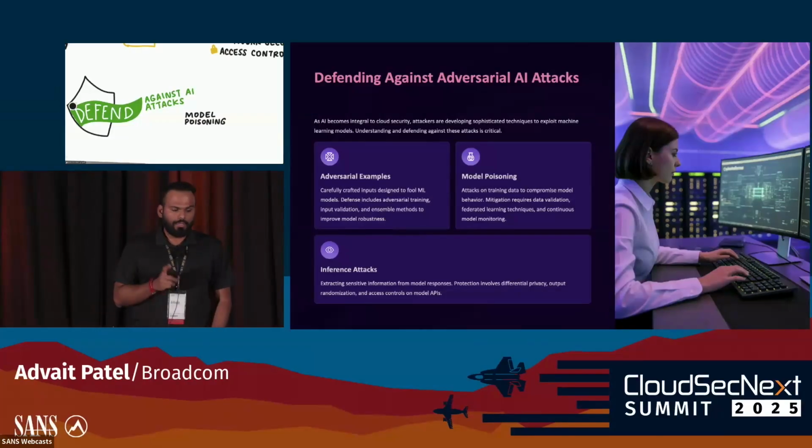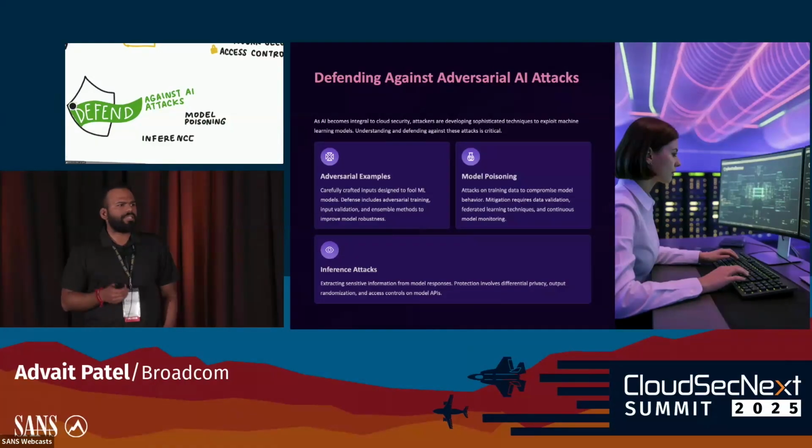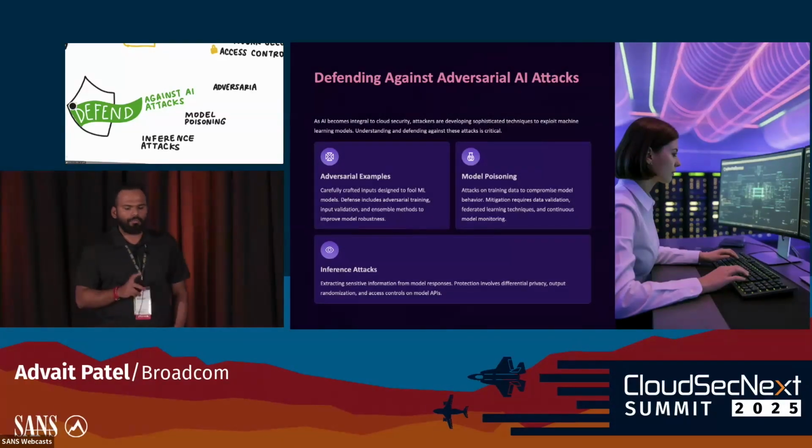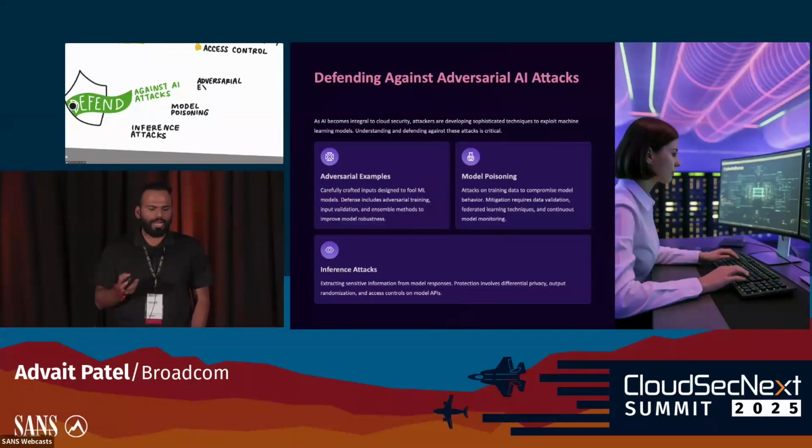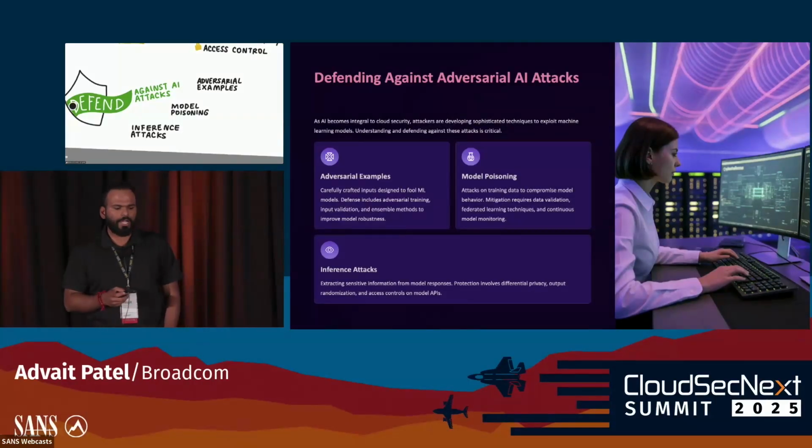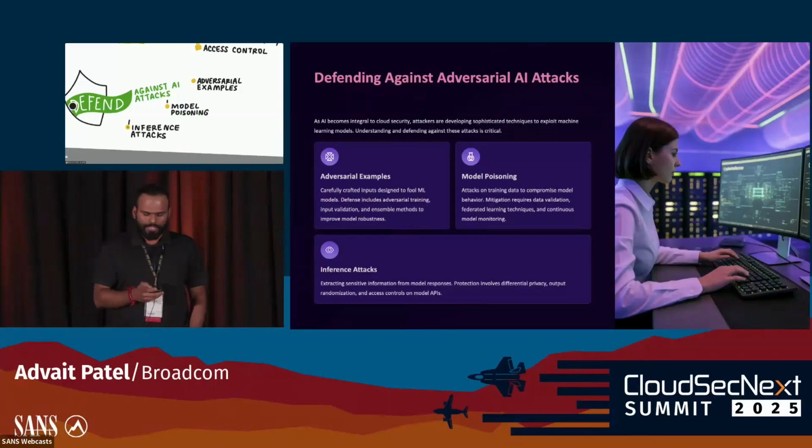Another threat could be inference attacks, where attackers can fetch sensitive data from the model output, and they can then use that data for XYZ purposes, and it definitely won't be in good terms. To protect against that, it involves differential privacy, output randomization, and access controls on the model API, so that we can have control over what the model actually provides as output, and we can make it safe from inference attacks.